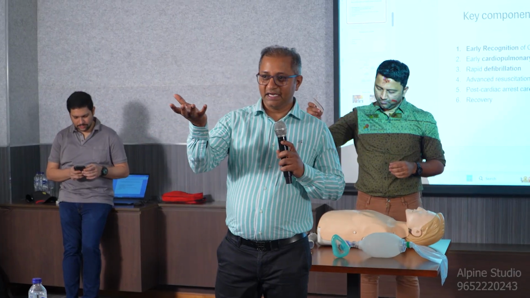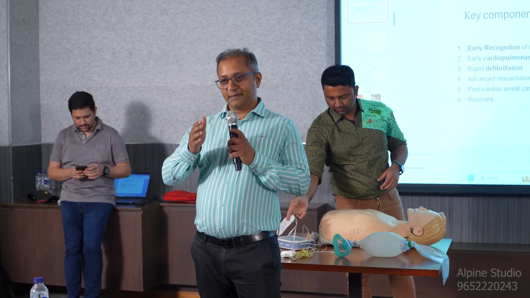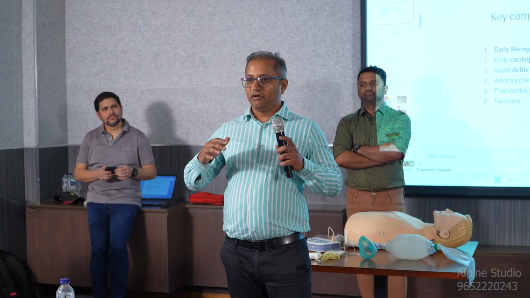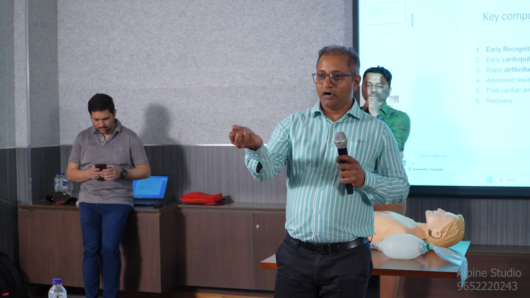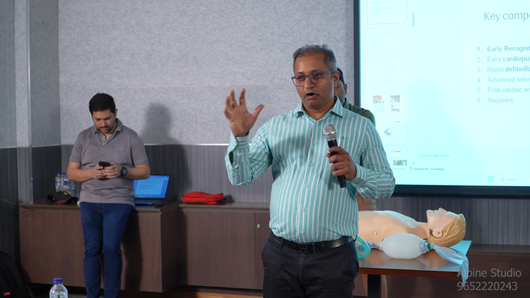Normally our heart contracts at a rate of 60 to 100 beats per minute, depending upon the patient's metabolic activity. Suppose you are resting, your heart rate comes down. If you are doing vigorous exercise, your heart will beat at a higher rate. According to the demand of the body, it will work. Normally the heart will contract like this. It is a normal rhythm.